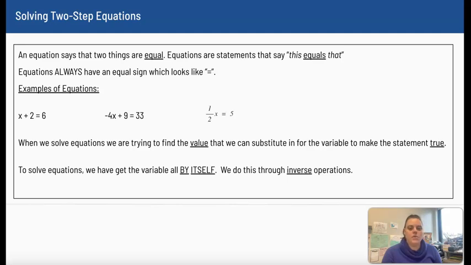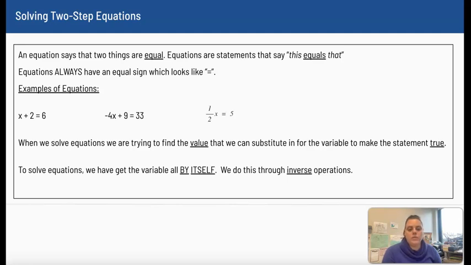So examples of equations include x plus 2 equals 6, negative 4x plus 9 equals 33, or 1/2 x equals 5. When we solve equations, we are trying to find the value that we can substitute in for the variable to make the statement true. So what plus 2 is 6? What times negative 4, then add 9 is 33? Half of what is 5?